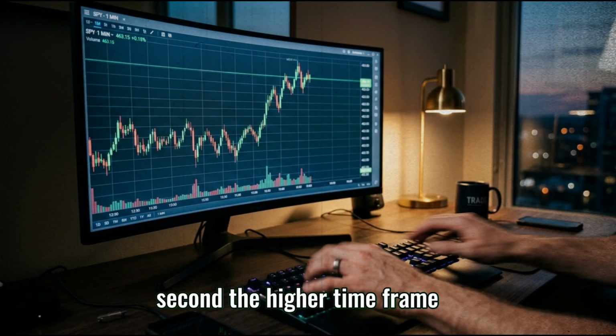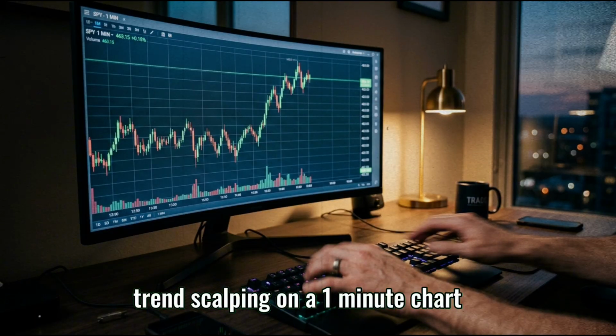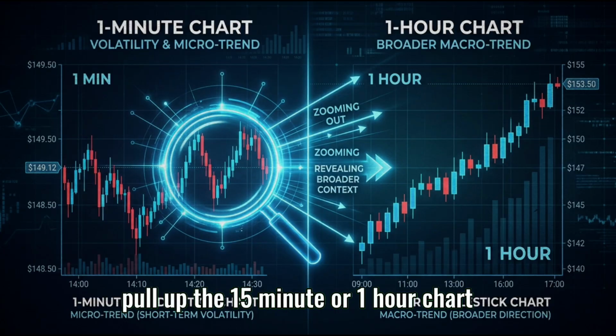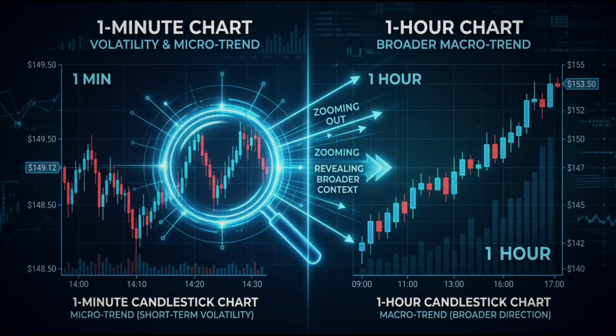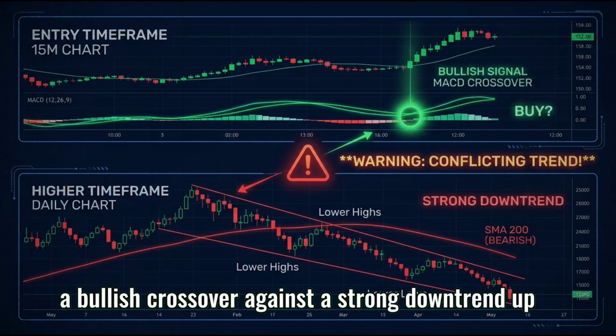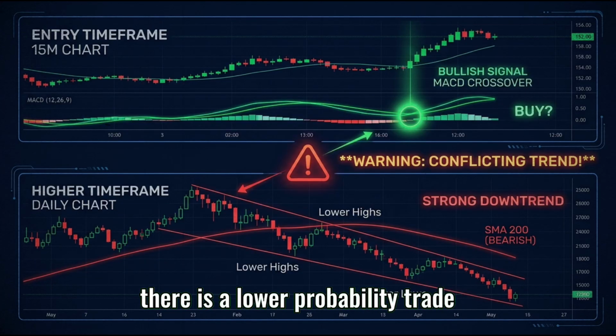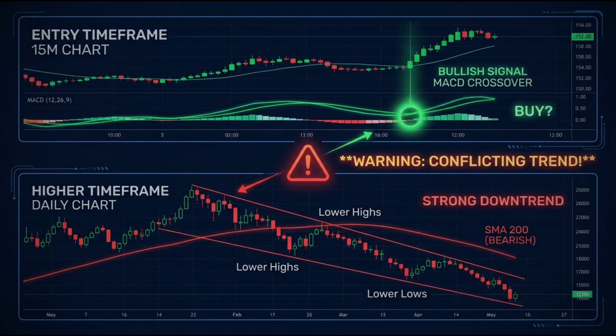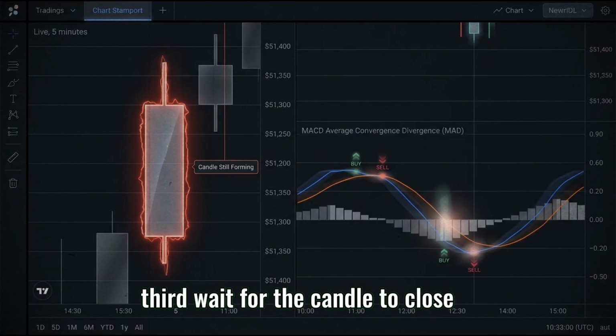Second, the higher time frame trend. Scalping on a 1-minute chart? Pull up the 15-minute or 1-hour chart and check the overall direction. A bullish crossover against a strong downtrend up there is a lower probability trade, even if it looks clean on your entry time frame. Third, wait for the candle to close.